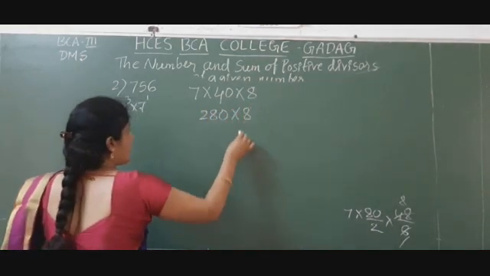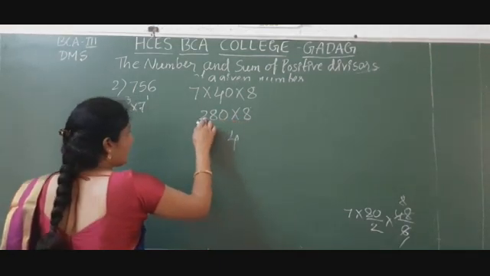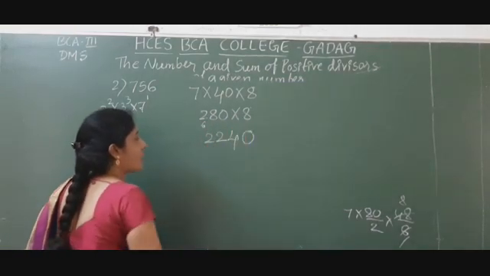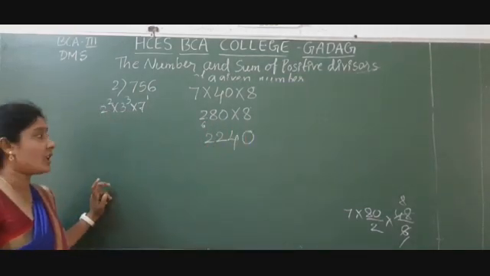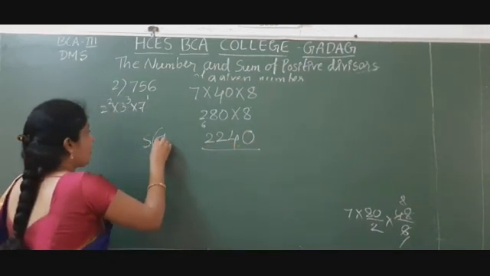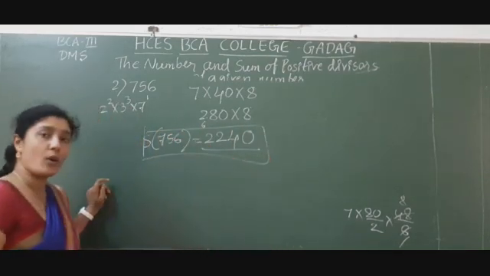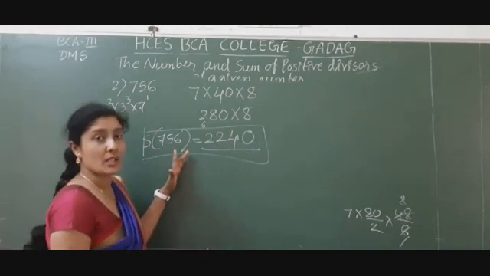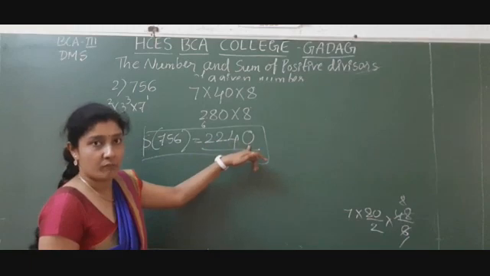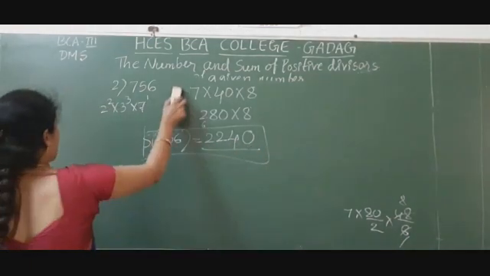into 8. How much is it? 8 eights are 64. 8 twos are 16 plus 6 means 22. So the answer is 2240. So this is nothing but S of 756. That means the sum of all the positive divisors of the number 756 is 2240. Okay. Now let us go to the next concept.